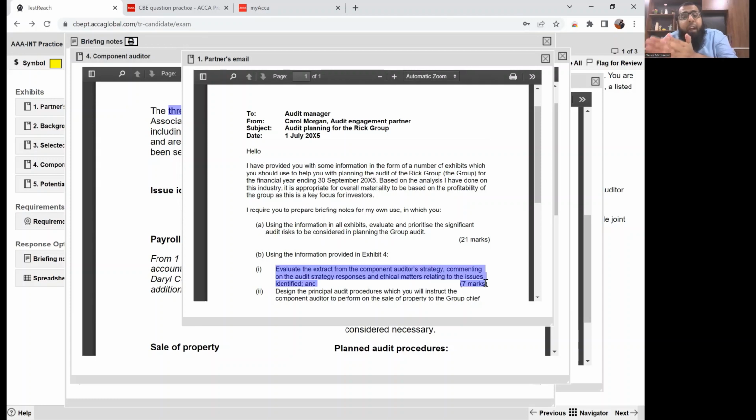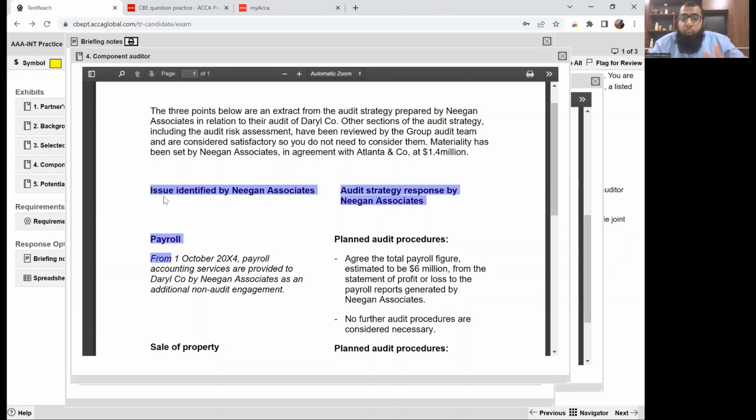Basically, earlier this requirement was of 10 marks in the original paper. But in specimen, this requirement is of 7 marks because in specimen paper, he has given the professional marks as per the current requirements. Okay, so now we have only 2 issues, not the 3 issues. One is payroll and one is sale of property.